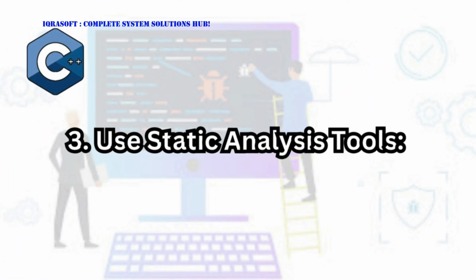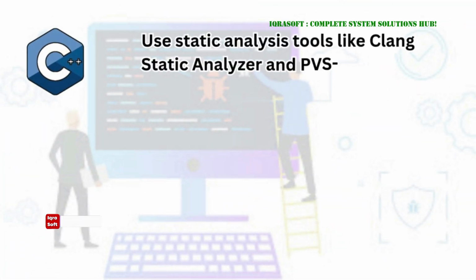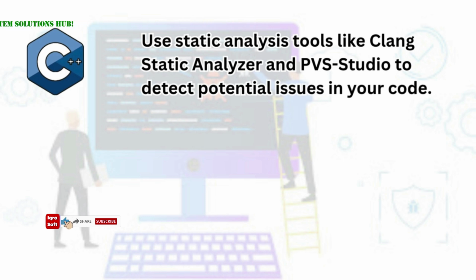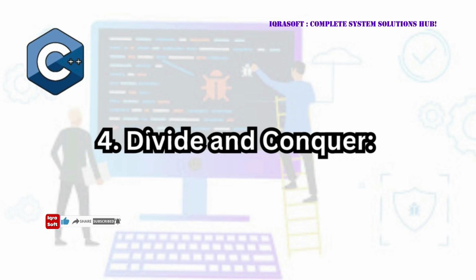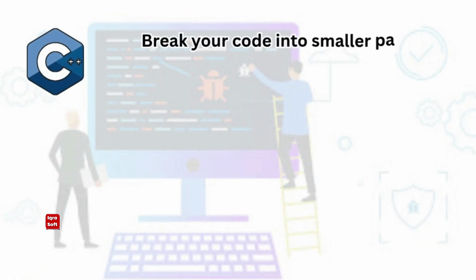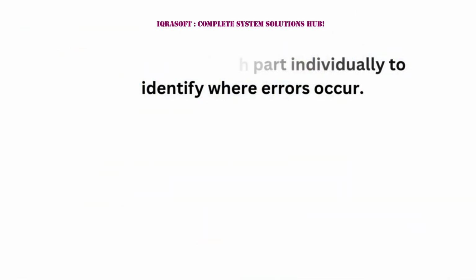3. Use static analysis tools. Use static analysis tools like Clang Static Analyzer and PVS-Studio to detect potential issues in your code. 4. Divide and conquer. Break your code into smaller parts and test each part individually to identify where errors occur.